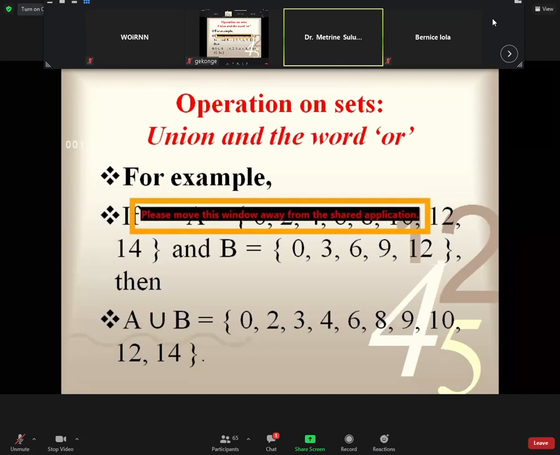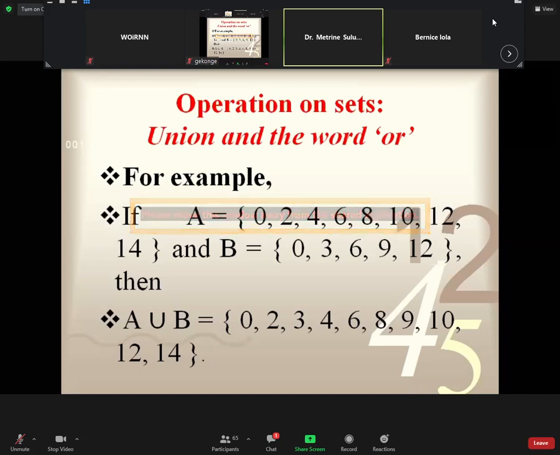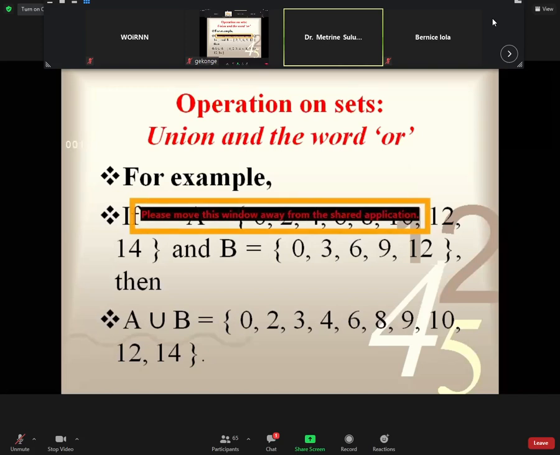Don't even use the one on the board. Just write the union there now that you understand what union is. We said either the elements are in A, or the elements are in B, or the elements are appearing in both. So A union B is equal to, open the brackets, 0. Remember, 0 is appearing in A and is also appearing in B, so we write it once.